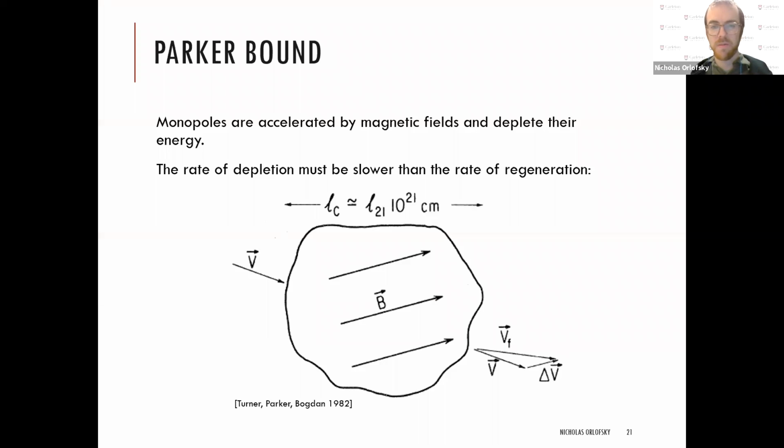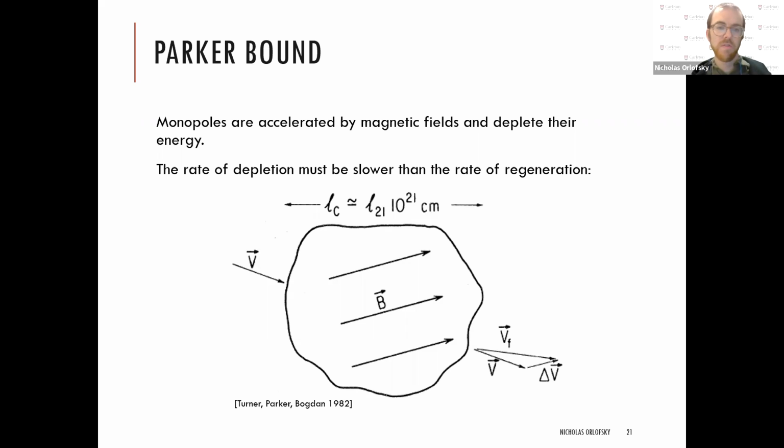The Parker bound was initially developed in the 70s, and the idea is that if you have some monopole that's passing through your galaxy, and it passes by some region that has some coherent and large magnetic field, then as it's going through, it's going to take energy away from that magnetic field. So it's going to gain some velocity, and any energy that the monopole gains is subsequently lost by the field. If you have a bunch of monopoles going through this region, then you can completely deplete this B field to where it would go away.